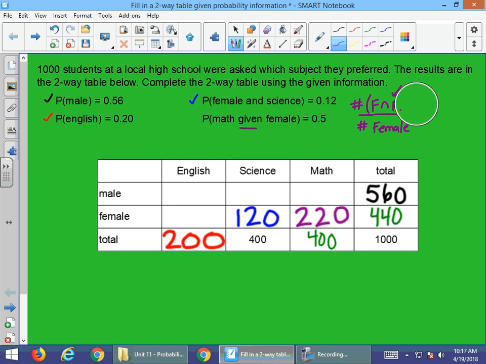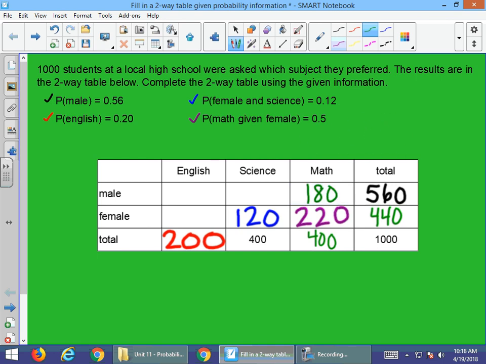And now I have everything that I need, because to fill in the rest of this table, now I can just look at rows or columns and make sure that they're all adding up properly. So let's take a look at the math column. I don't know how many males there are. I know there are 220 females, and I need a total of 400. So here I'll do 400 is my total, minus 220 of them are female, and I find out that there are 180 males. That way my column adds up to 400.